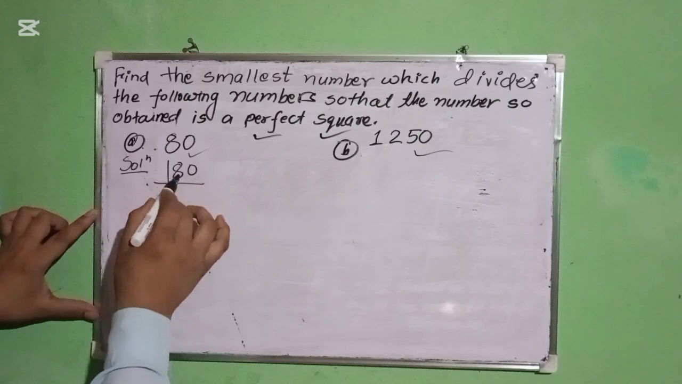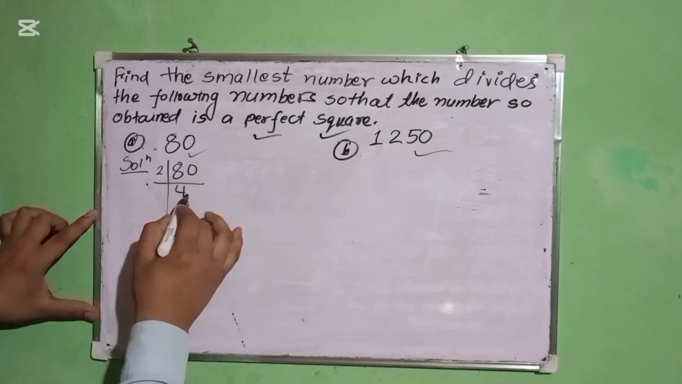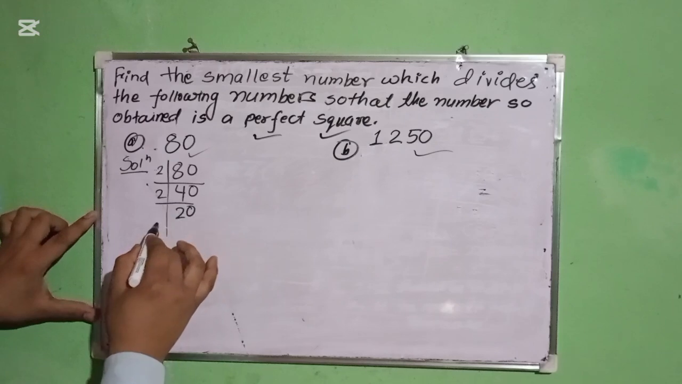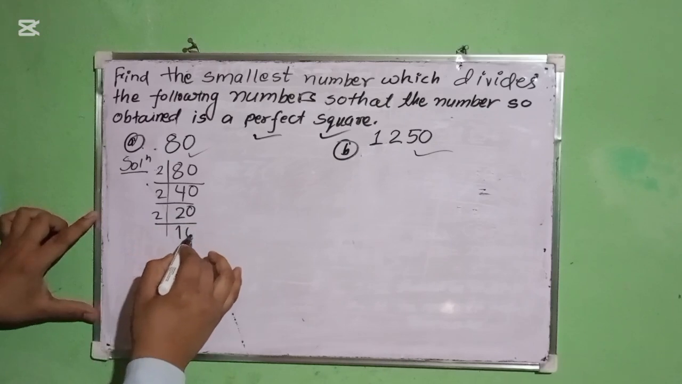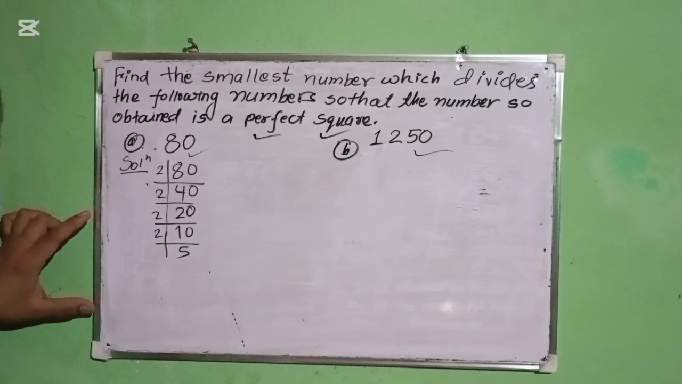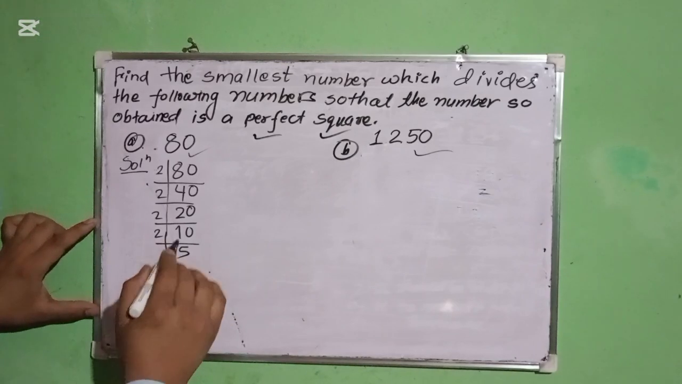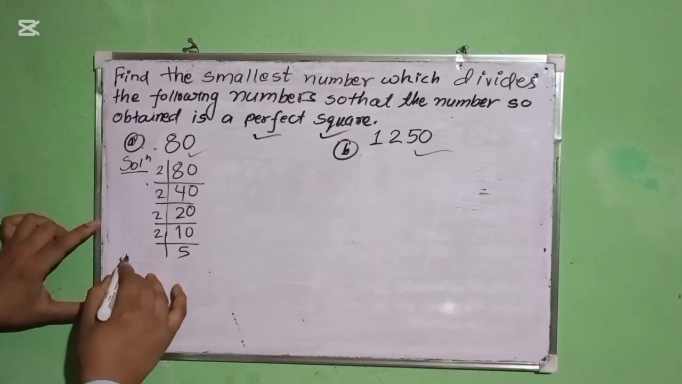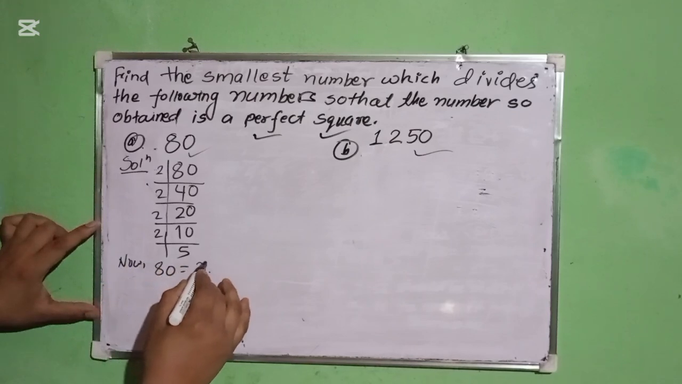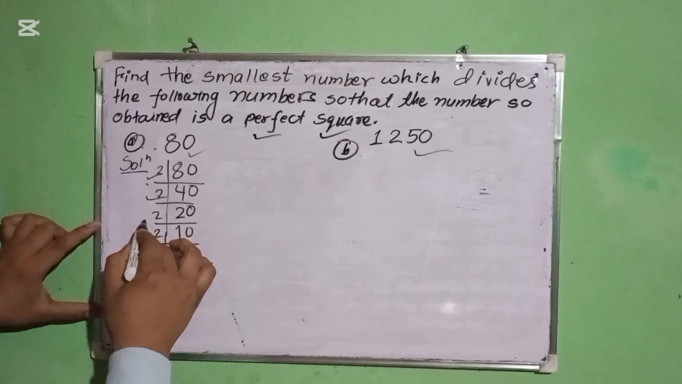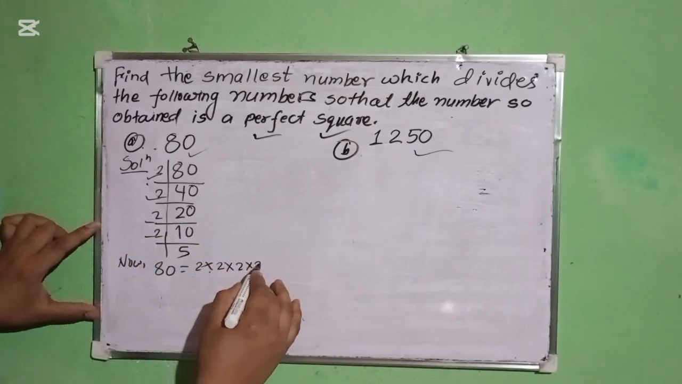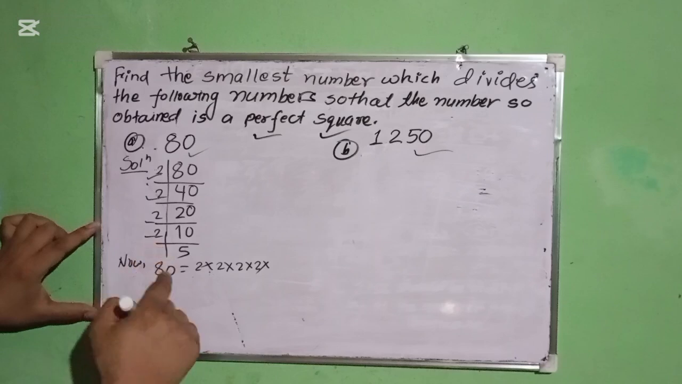Okay, it is divisible by 2. 2 4s are 8, 2 0s are 0, 2 2s are 4, 2 0 0 and 2 10s are okay, then 2 5s are right. After this factorization, now 80 equals 2 into 2 into 2 into 2, 4 times the 2, multiplied by 2 multiplied by 2 into 5.